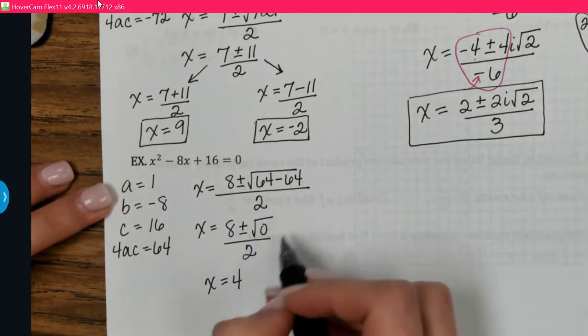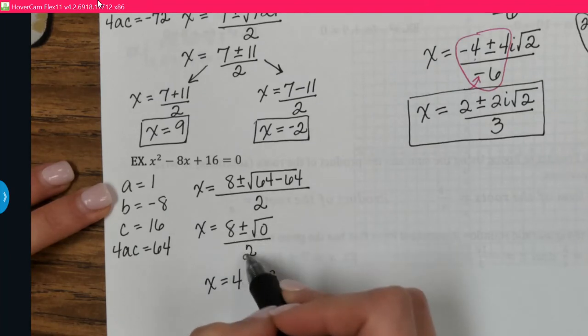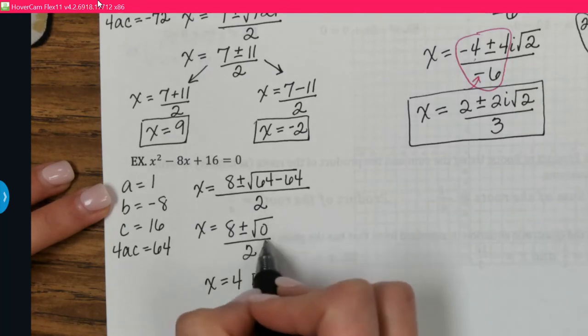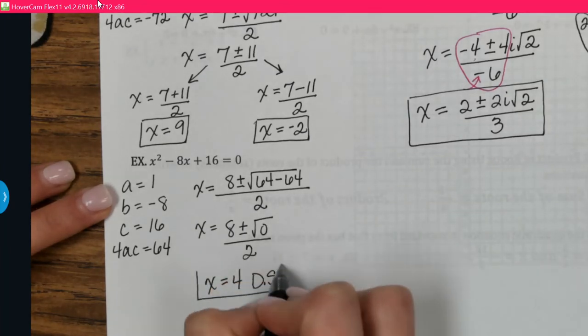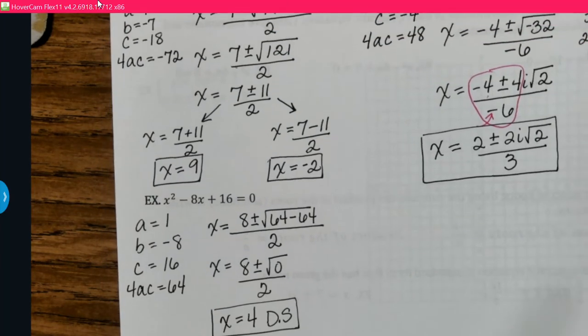Now, when you take the square root of 0 and you're just left with whatever that is divided by, that's your double solution. So when you have the square root of 0 in your quadratic formula, that's going to indicate that you have a double solution. Y'all good? Any questions? Okay.